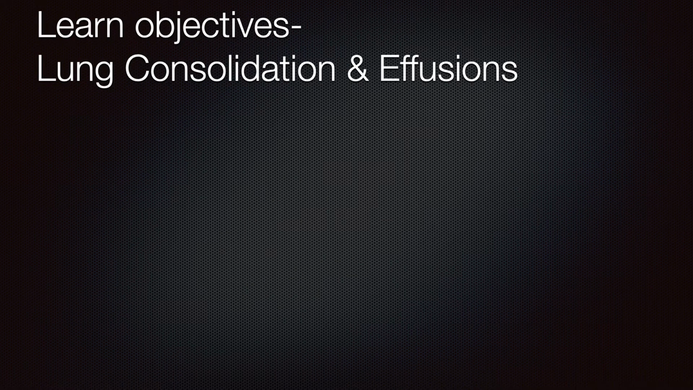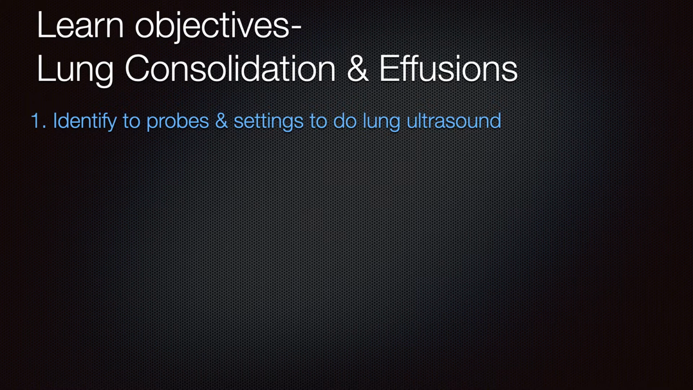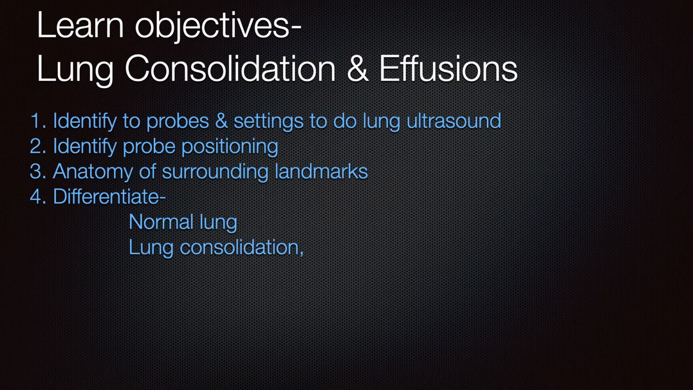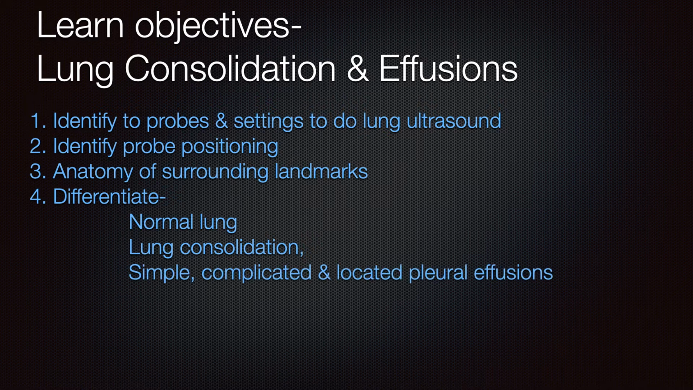So to go over our learning objectives here, first we're going to identify the probes and the settings to do lung ultrasound. We'll talk about probe and patient positioning, some of the anatomy of surrounding landmarks, and then we're going to learn to differentiate what should be normal lung from consolidated lung, and then we'll talk about simple, complicated, and loculated pleural effusions.